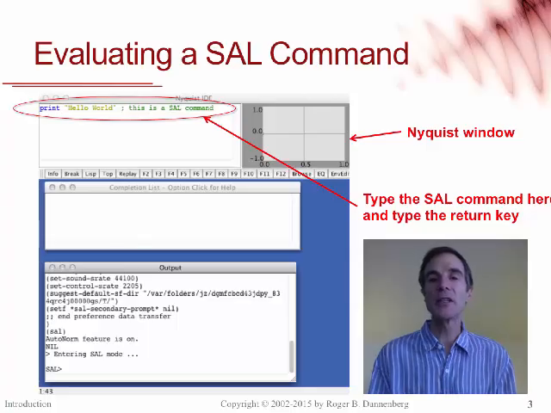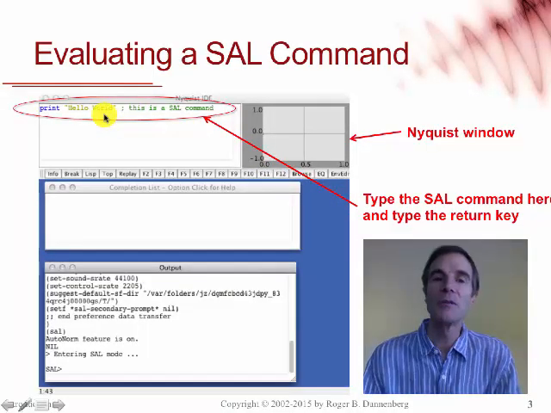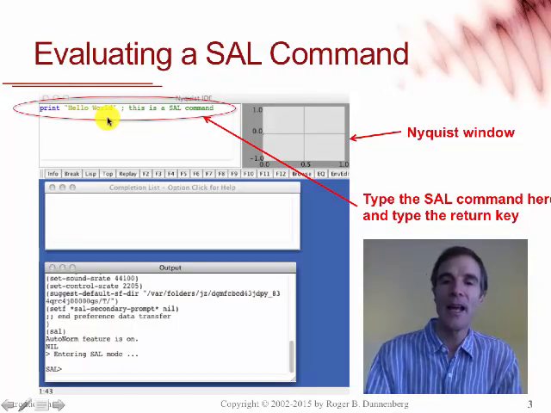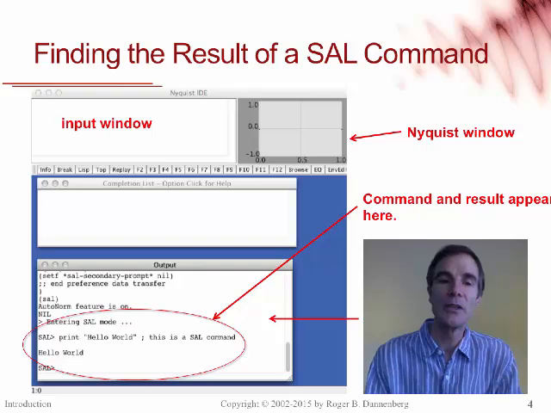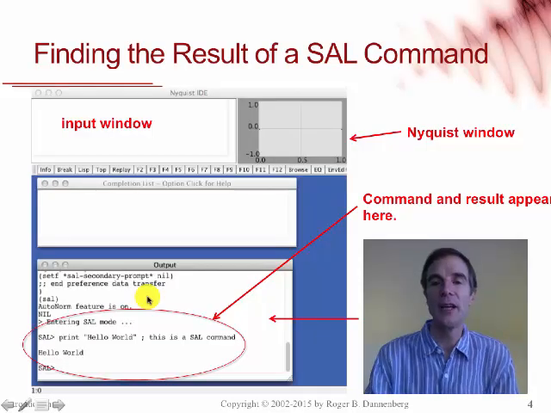So to evaluate a SAL command, as we saw earlier, you type into the upper left window, which is called the Nyquist window, and when you type return, the command is evaluated. The output appears down below here in the output window.